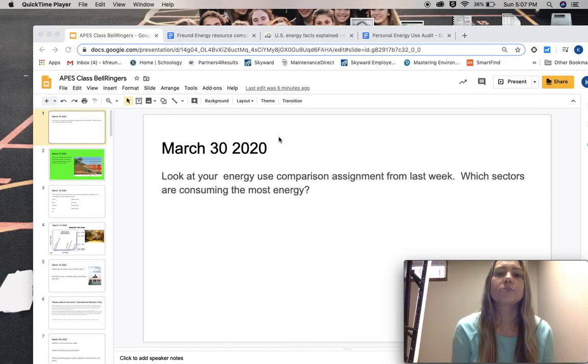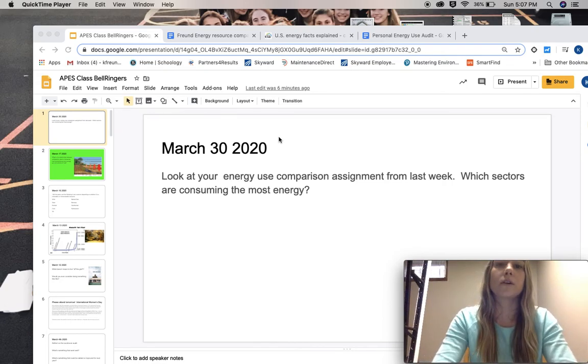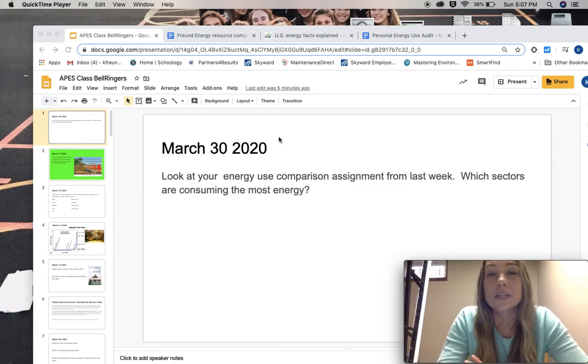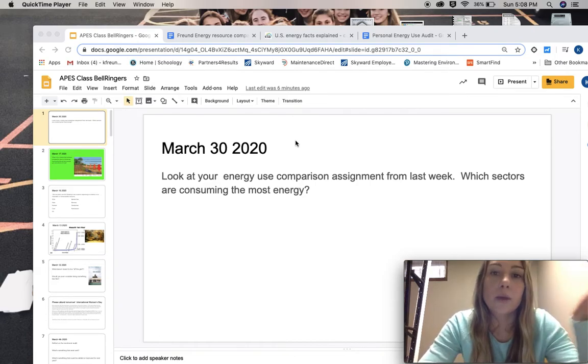So before we left, you had an energy resource comparison to do. We looked at different energy sources that the United States uses, and then we looked at the different sectors that were using those resources. So we have a bell ringer for today. After you've done your attendance, we're going to add on to that bell ringer answer sheet that we started way back when for topic 7.